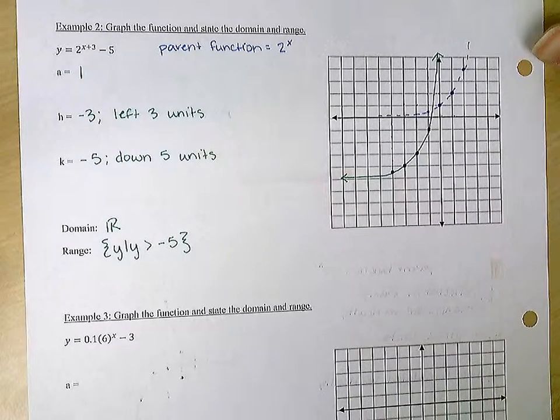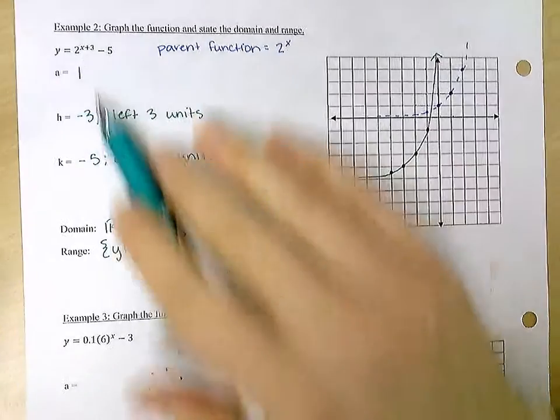Okay, questions on example 2. So again, I just plotted the parent function and then moved it according to what I had written down here.